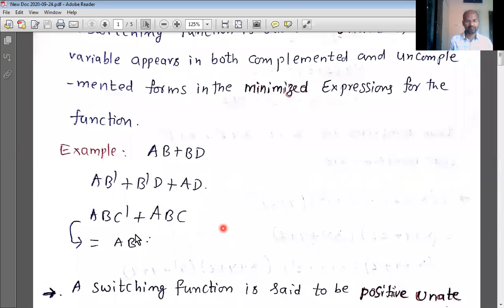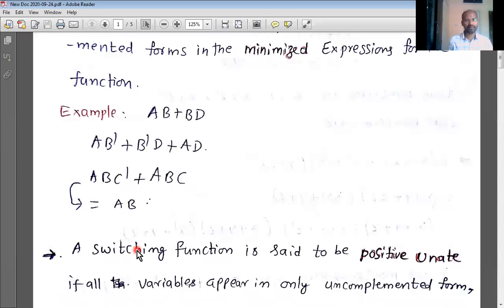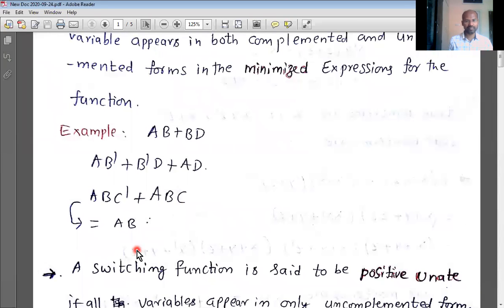Maybe there is a possibility for further reduction. You can notice, you can take AB common, so C bar plus C becomes 1. So finally it can be reduced further to AB. Now here, this is a unit function. So that is what a unit function is.